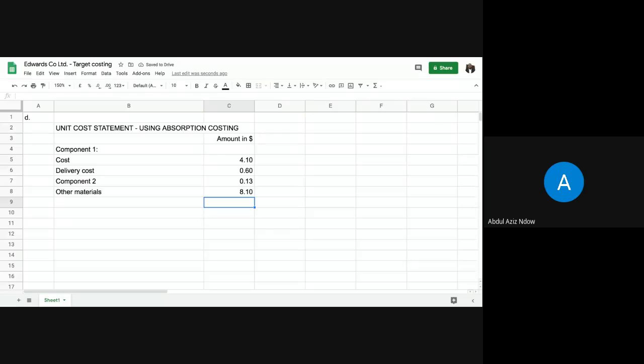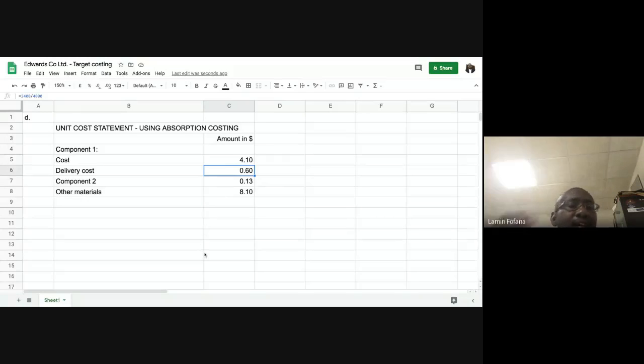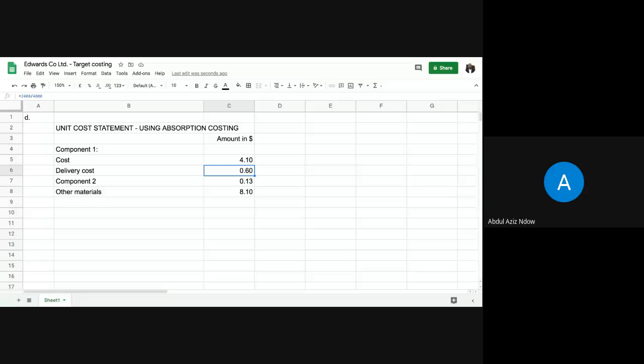Mr. Fofana, the delivery cost, how did you get it? I missed that part, please. What we did was, delivery is always in batches. To deliver a batch of 4,000 component one, it will cost you 2,400. So if you want to find the delivery cost for each component one, you take the total amount that's going to cost you divided by the total units. So that's 2,400 divided by 4,000. Okay, thank you, sir.